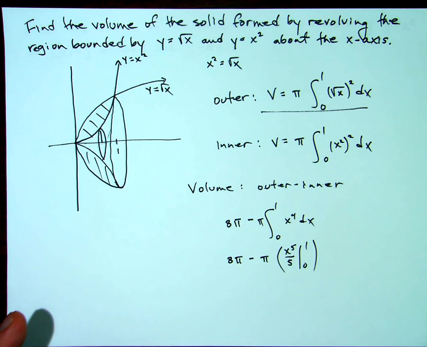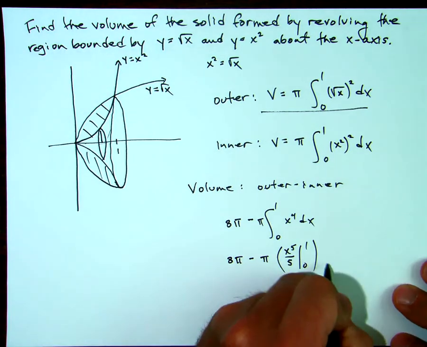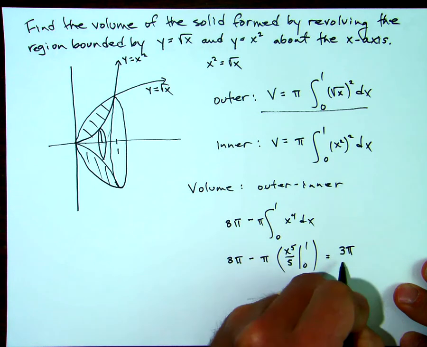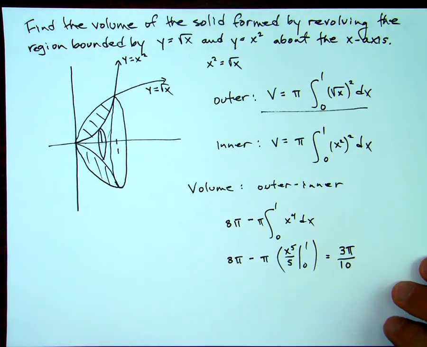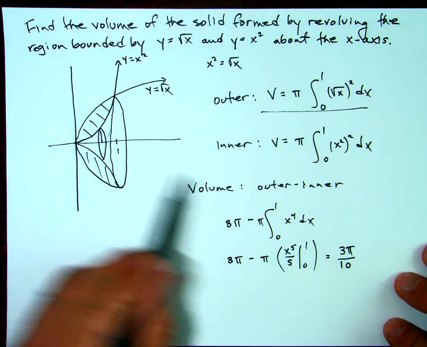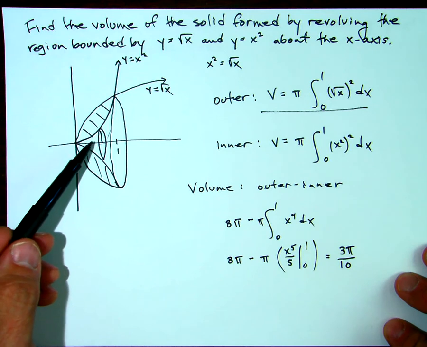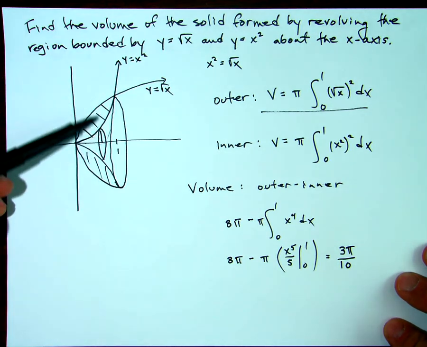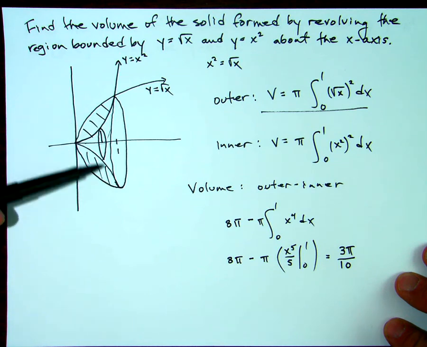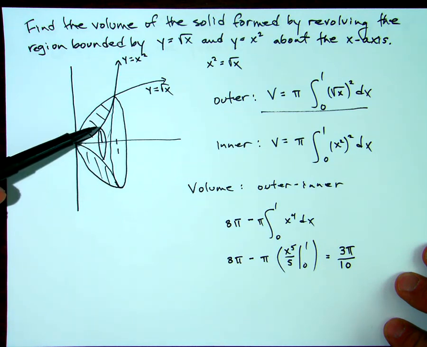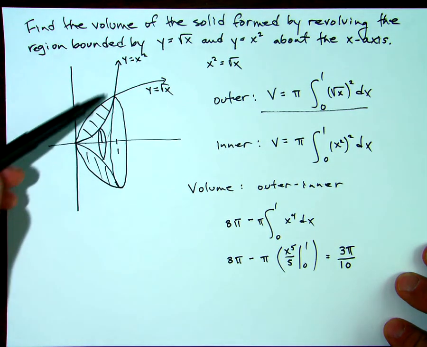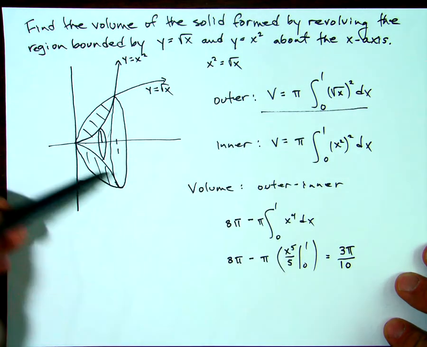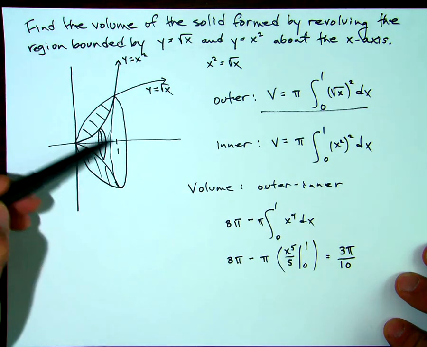So when it's all said and done, we're done with the arithmetic, we're going to find that that's 3 pi over 10. So this is one way, and to me, this makes the most sense. You just think of this scenario where we're looking at the area between two curves and we're revolving that around an axis. You just think of, well, what's the outer volume? What's the volume if I didn't have this inner piece? If I just had square root of x, I could find that volume and then find the volume of the inner one and subtract that off.